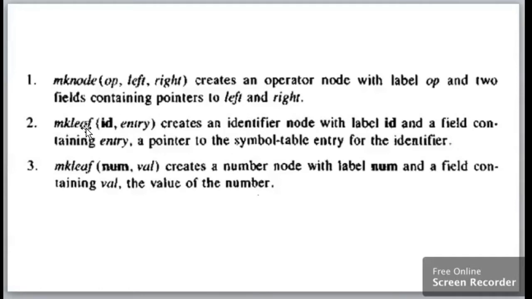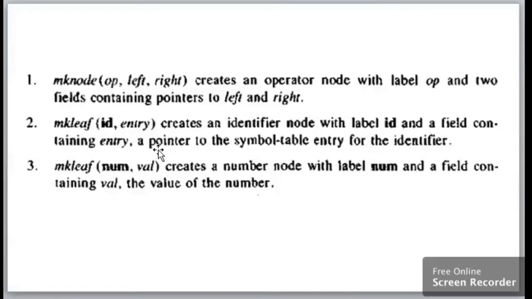The second function is mkleaf, which constructs a leaf with the parameters id, entry. It creates an identifier node with the label id and a field containing entry, a pointer to the symbol table entry for the identifier.